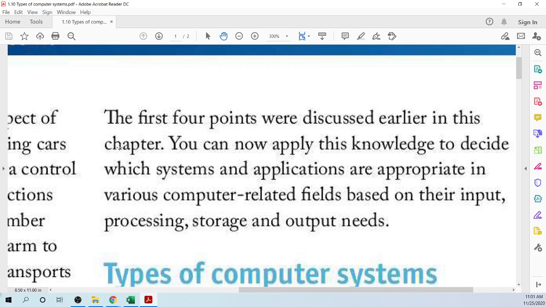The first four points were discussed earlier in this chapter. You can now apply this knowledge to decide which systems and applications are appropriate in various computer-related fields based on their input, processing, storage, and output needs.